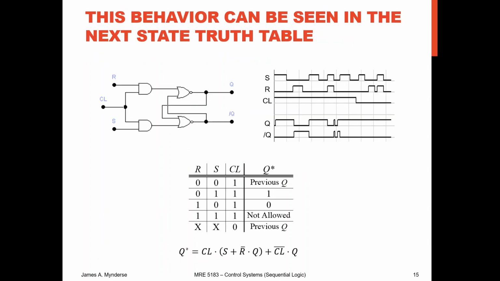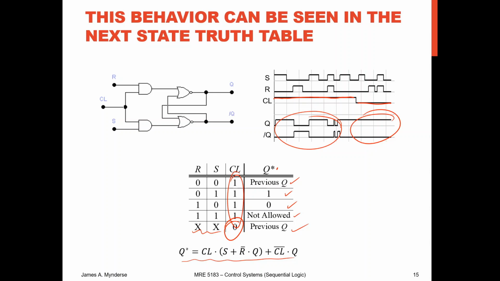So here is our truth table. Here is our timing diagram. You can see that during this region, the clock is high and the output changes. During this region, the clock is low and the output stays constant, which is exactly what we'd expect. So our truth table, our next state, well, when the clock is high, then we've got memory, we've got a 1, we've got a 0, we've got a not allowed. And when the clock is low, then it doesn't matter what R and S are, we hold the previous value. So we can write out our combinational logic for that, and notice that we've just included our clock signal into the previous combinational logic.